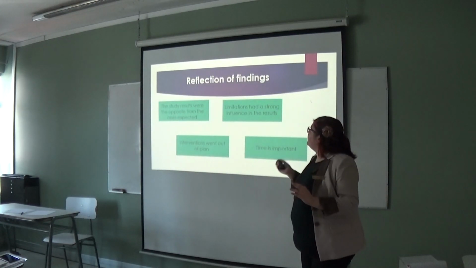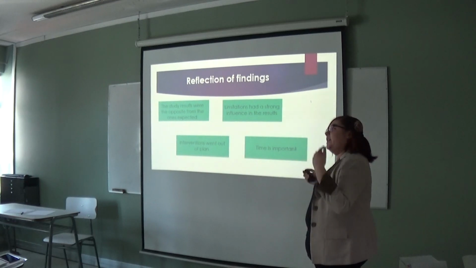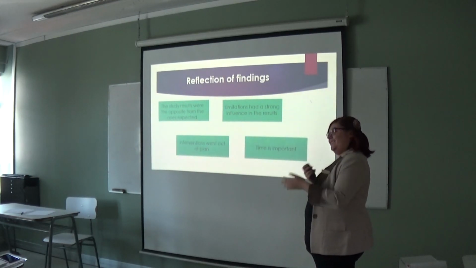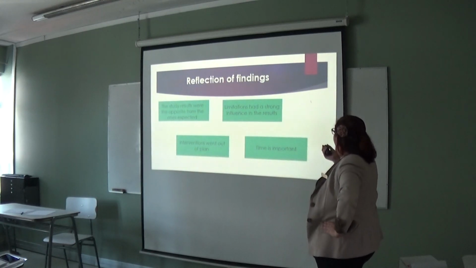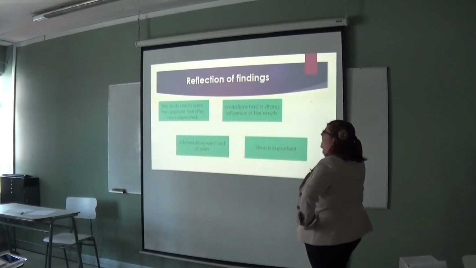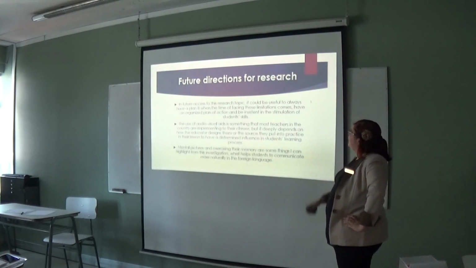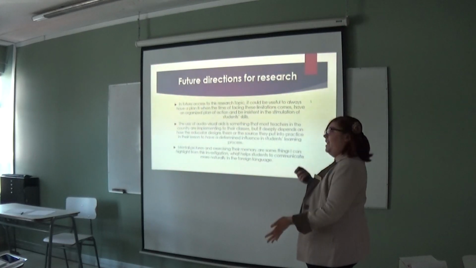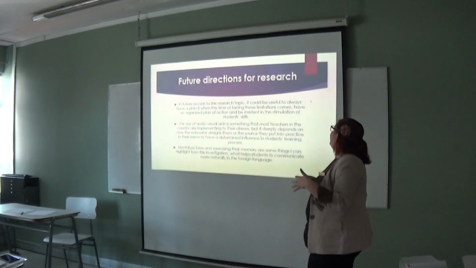Then we have the reflection. The results were the opposite of what was expected. I was expecting to have better results, but it was the opposite. Limitations have a strong influence on results. Interventions were not on plan, and time is really important. Future directions: it would be useful to have a plan B in case things like this happen.